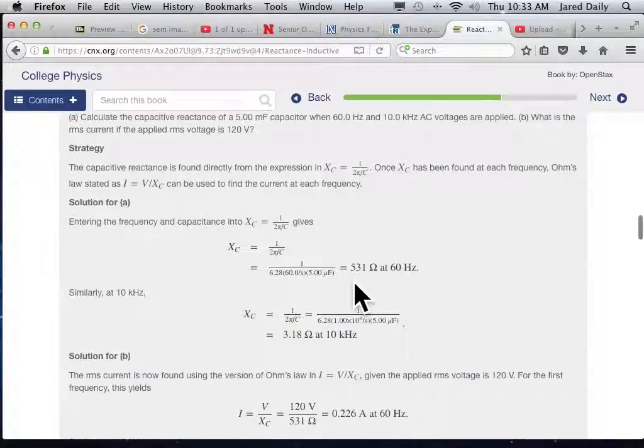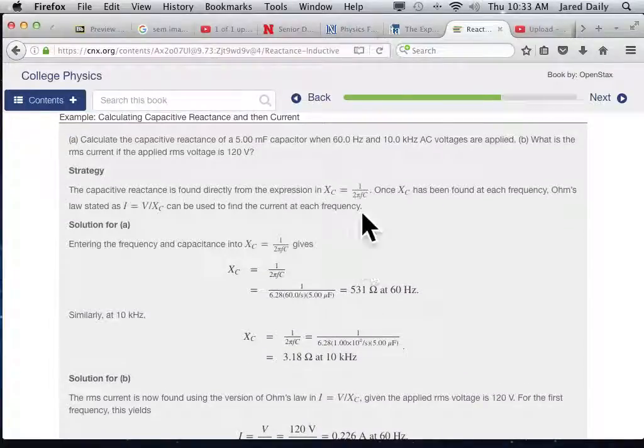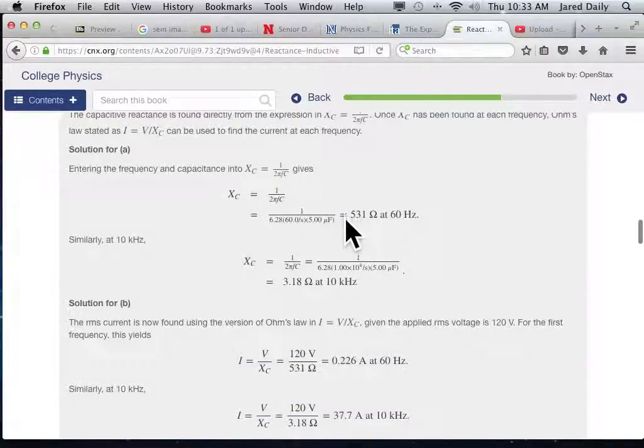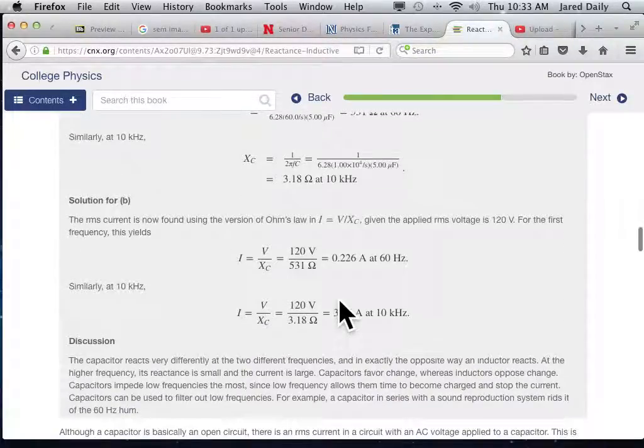So in this case, we do the same problem that we just did between 60 hertz and 10 kilohertz with a 5 millifarad capacitor at 120 volts. We calculate the reactance first. Turns out to be 531 ohms at the low frequency, so it's really high reactance at the low frequency, but only 3.18 ohms at the high frequency. And the current at the low frequency is 0.226 amps. It doesn't let anything through at low frequency, but at high frequency it allows almost all of the current through, or more of the current through.